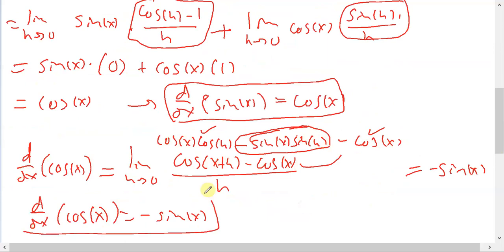So there's our first two derivative formulas of trig functions. Derivative of sine is cosine, and the derivative of cosine is minus sine. And so we'll use both of these then to help us derive formulas for the other trig functions.